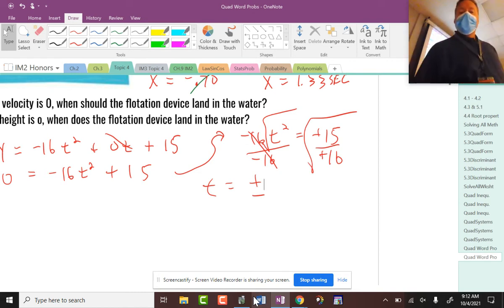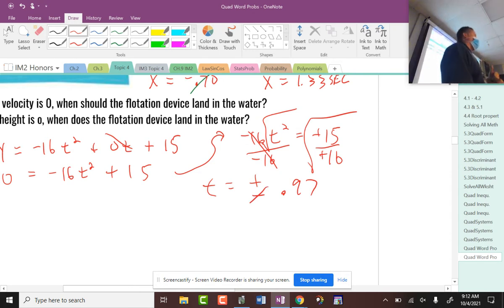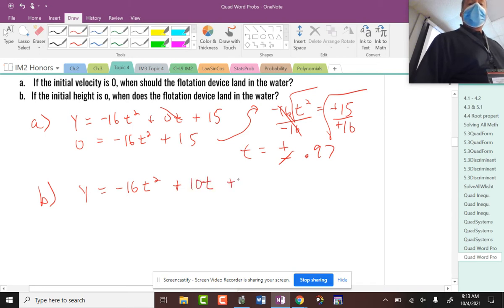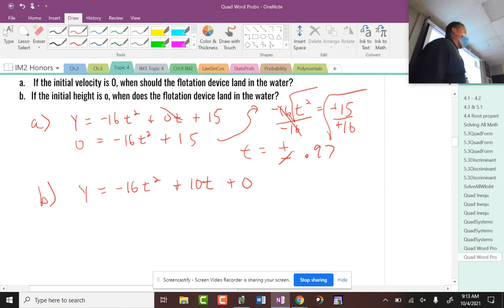0.97. Okay, so 0.97, and we're going to ignore the negative. It's just in 0.97 seconds, this should hit the water if you're 10 feet above. And then if the initial height is 0, we're going to go back to our initial velocity, though, of not 0. What was our initial velocity? 10 in the original question. But we're going to keep that, bring that back, but then say the initial height is 0. So we're at water level, and then we throw it up, and then it comes up and down.